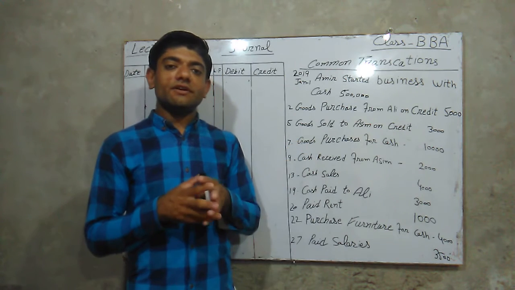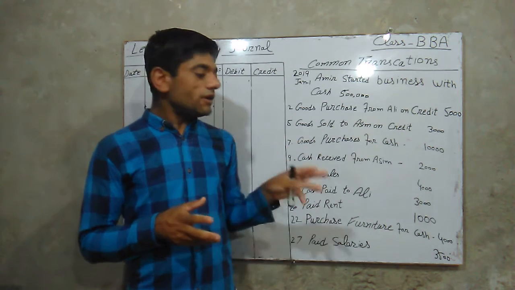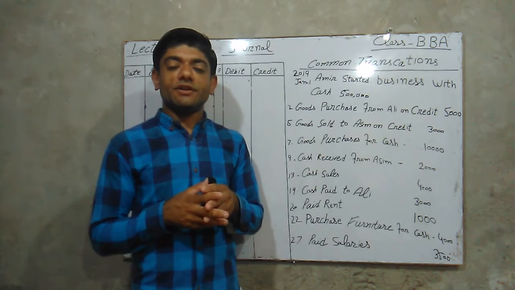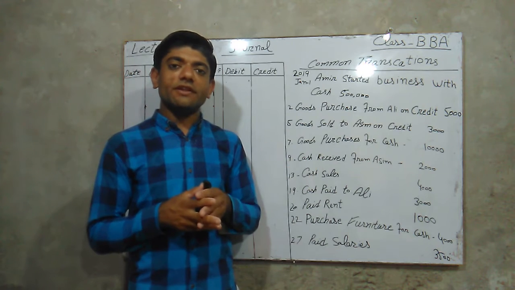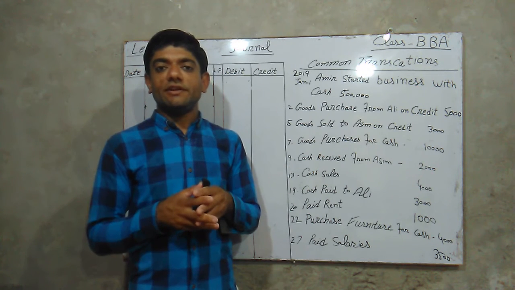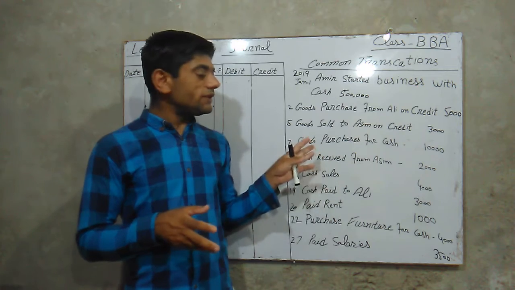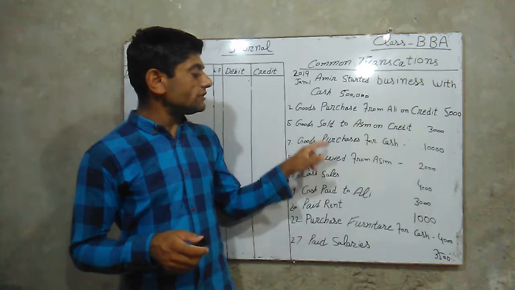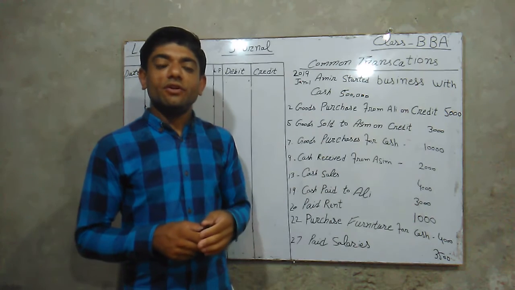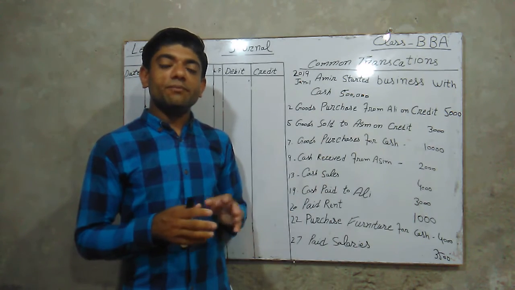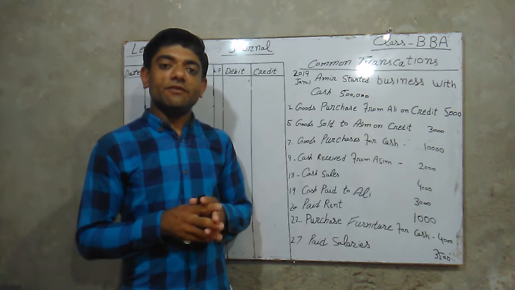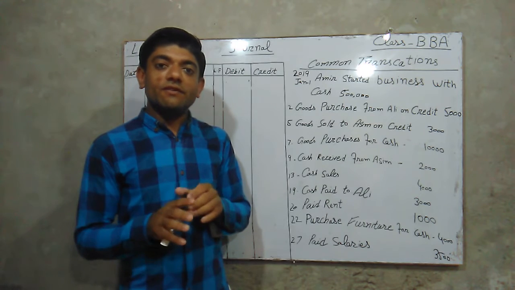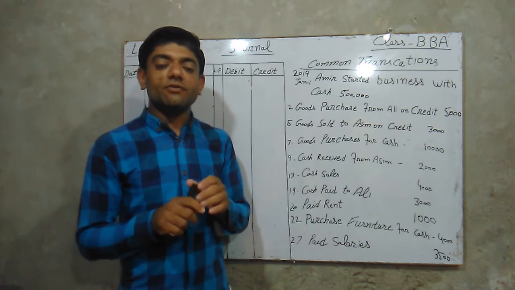Why are these transactions called common transactions? Because these transactions are included in every question of journal. Without these transactions, a journal question cannot be complete. You can check any question of journal; you will find these transactions in every question. So today's lecture is very important. Don't miss any point of today's lecture, because these transactions cover 70% of a journal question.